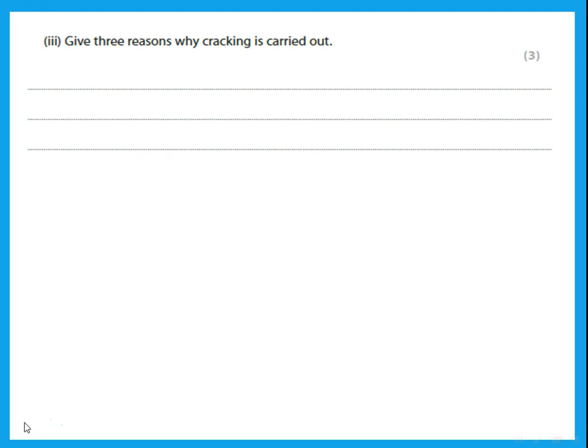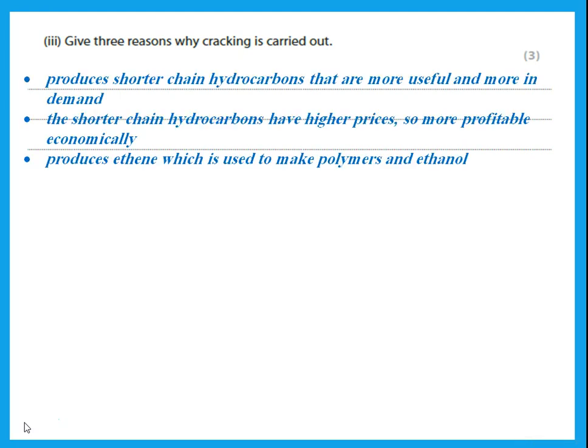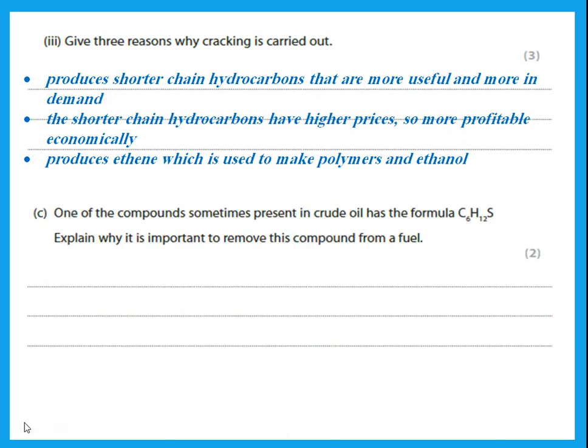Give 3 reasons why cracking is carried out. Remember that we said cracking is an important process. Why? First of all, it produces shorter chain hydrocarbons that are more useful and more in demand. The shorter chain hydrocarbons have higher prices, so more profitable economically, and it produces ethene, which is important to make polymers.